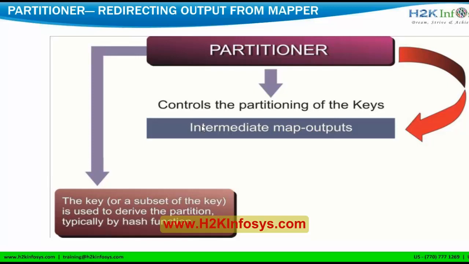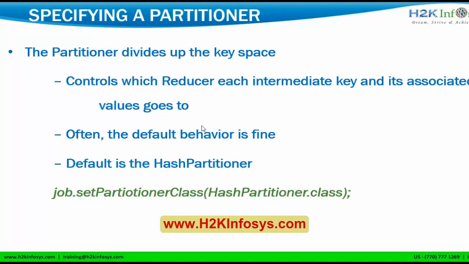The key, or a subset of a key, is used to derive the partition, typically by a hash function. If I am having a default partitioner, in the sense I am not writing any code for a partitioner, it will go as per the hash code. This hash code functionality will come into picture only if I have a number of reducers greater than 1. The partitioner divides up the key space and controls which reducer each intermediate key and its associated value goes to. Often the default behavior is fine. Most of the time, if we want to do some analysis, the default behavior is good until I want them written in separate files based on some special features.